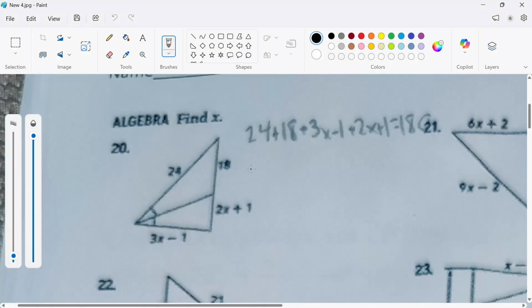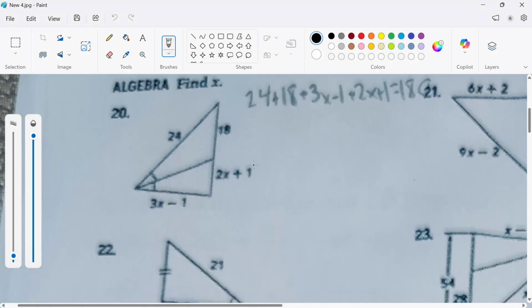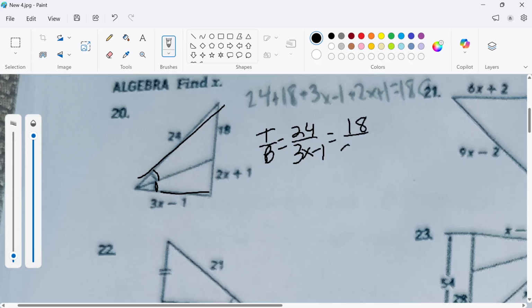This is a worksheet about similar triangles, and in this case notice these two are marked the same, so that is an angle bisector. That means the corresponding sides have to be in a ratio. So I'll do top to bottom. 24 is to 3x minus 1, as I think that's an 18, is to 2x plus 1.